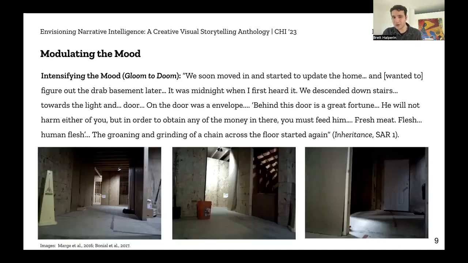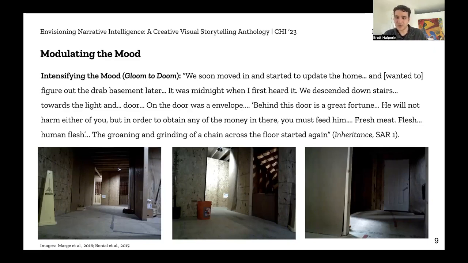Now, the next theme is what we call modulating the mood, where we notice that, again, across image sets, etc., many people would detect an initial mood from the ambiance, the lighting, the aesthetic representation of the environment, and spatial arrangements to detect a mood that would then evolve to shape the plot trajectory. So in one case, they would intensify the mood and create this gloom to doom scenario. This story is called Inheritance.